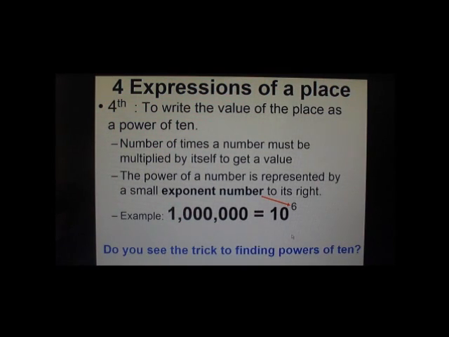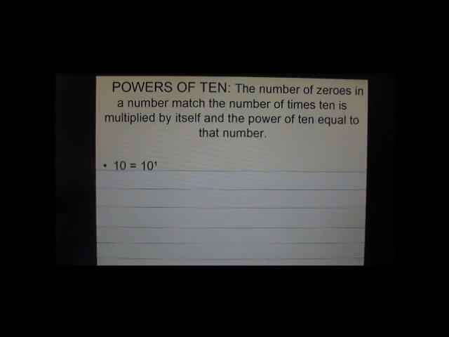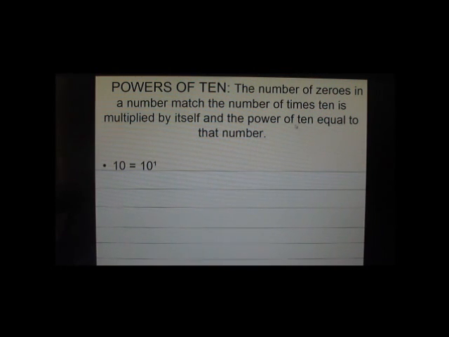So hopefully you see the trick. If you want to know what exponent number to use when you're doing powers of 10 only, count the number of zeros up, and that will tell you. 1 million is 10 to the 6th power, we call it. Well, let's take a look at powers of 10, and if it hasn't made sense to you so far, maybe we can make sense of it now. So the number of zeros in a number matches the number of times 10 is multiplied by itself. And the times that 10 is multiplied by itself, that's called the power of 10.